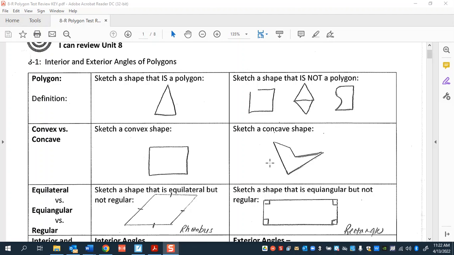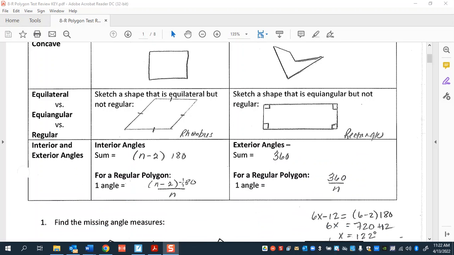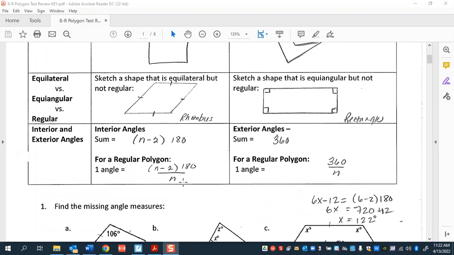When we understand the difference between equilateral and equiangular, that's that value about equilaterals, all the sides are the same, equiangular, all the angles are the same, and rhombus and rectangle are just our easy go-to examples of those. A regular shape would be something that is equiangular and equilateral.